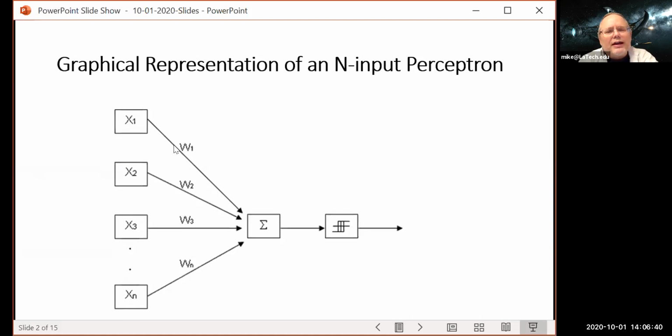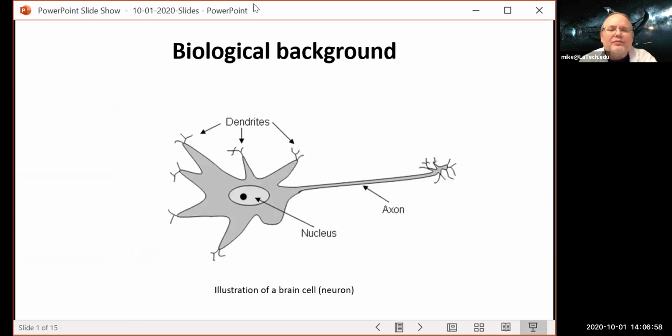Every input has a weight associated with it. So x1 has weight w1, x2 has weight w2, x3 has weight w3, all the way down to the last one, xn has weight wn. The biological neuron is set up so that some synapses are inhibitory, some synapses are excitatory, but eventually, if the inputs pass some threshold, then the neuron fires.